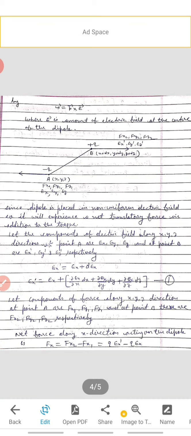So the x component of the electric field at point B, Ex dash is equals to Ex plus dEx. Now Ex dash is equals to Ex plus del Ex by del x into dx plus del by del y Ex dy plus del by del z Ex dz. This is the first equation.